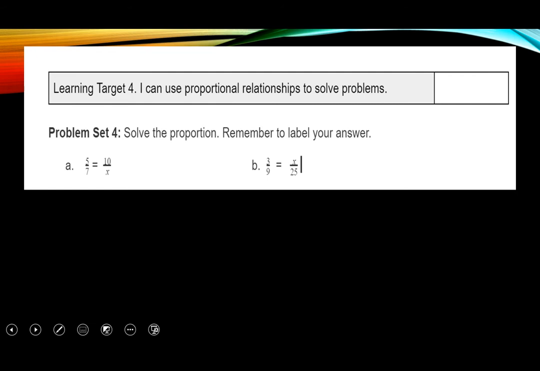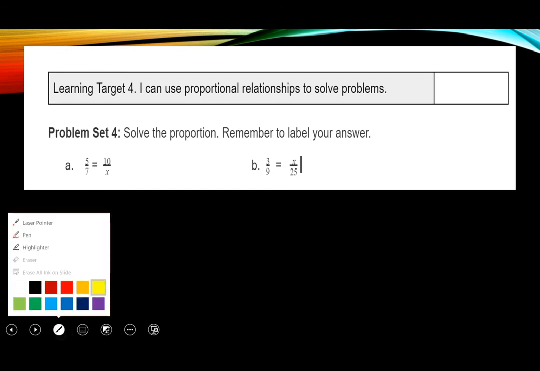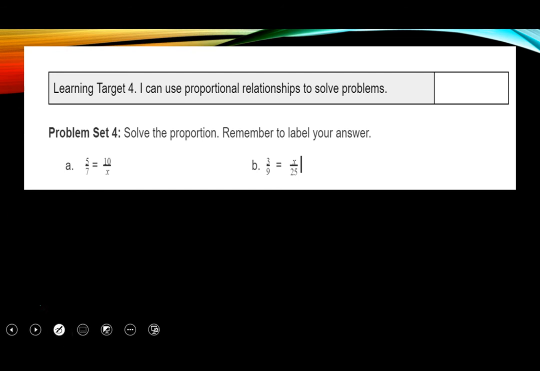All right, now we're looking at learning target 4, using proportional relationships to solve problems. So here I have a missing value, x. And okay, I want to take a look at what do I have to multiply my numerator by to get to 10. In this case, 5 times 2 gives me 10. So I need to multiply 7 by 2. And that's going to give me 14. Nice and easy. Awesome.